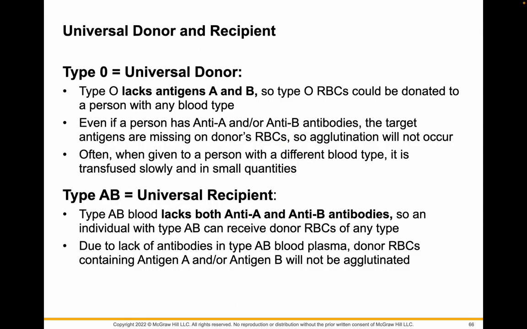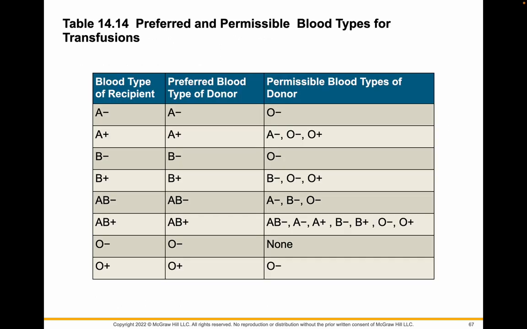So again, the universal donor is type O and the universal recipient is type AB. And if you still don't understand why, you can pause the video and read that. And this is all the permissible blood types. So if I'm AB positive, I can literally get anything.